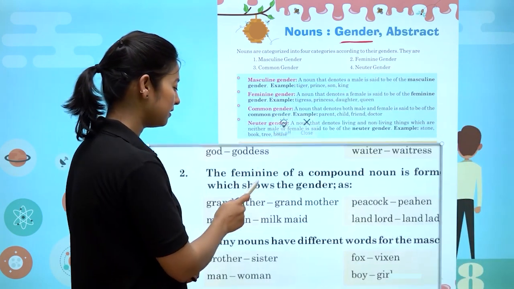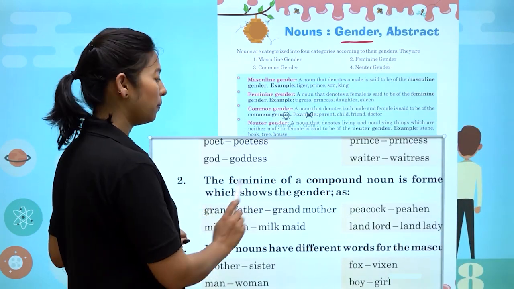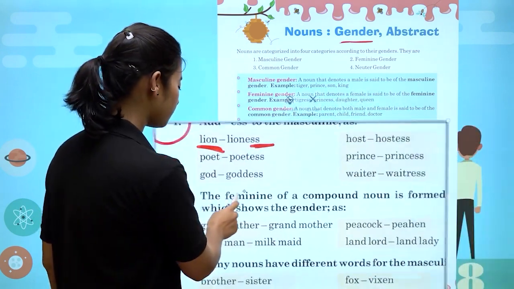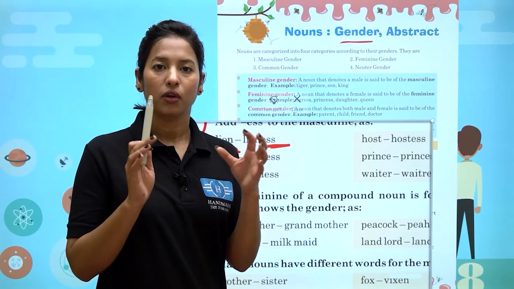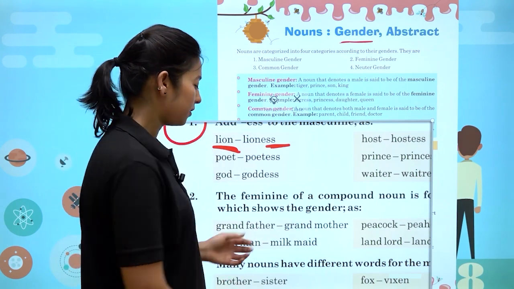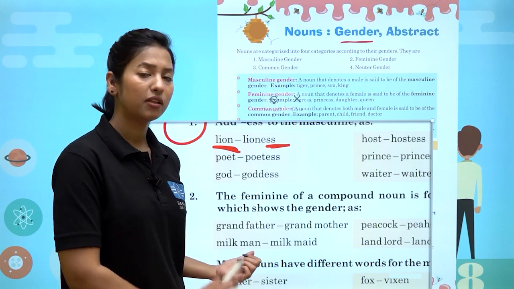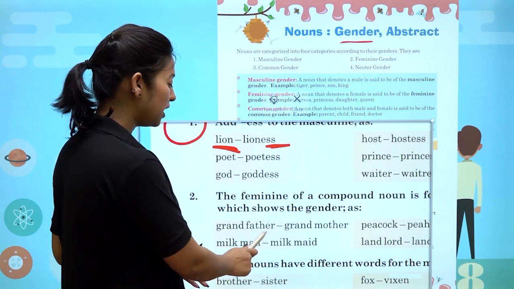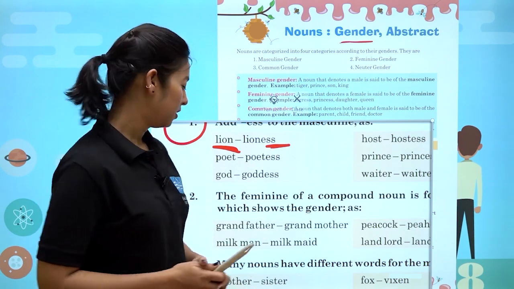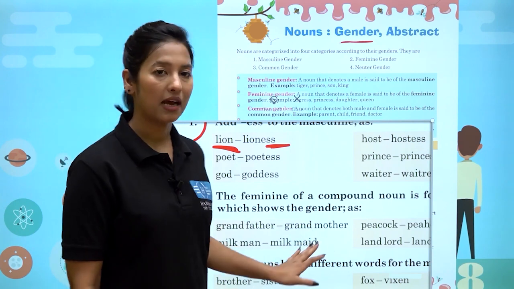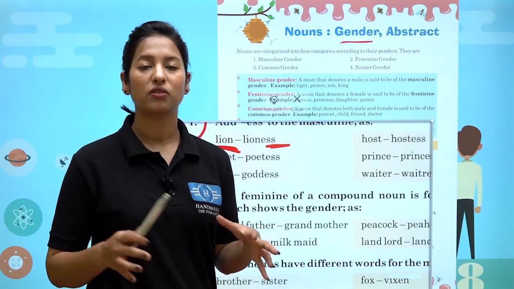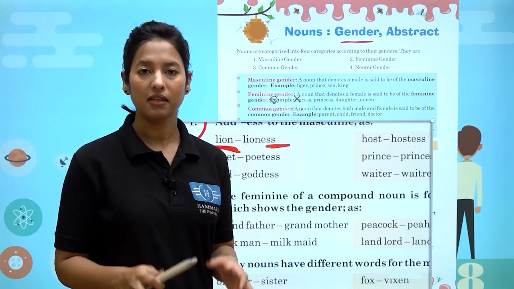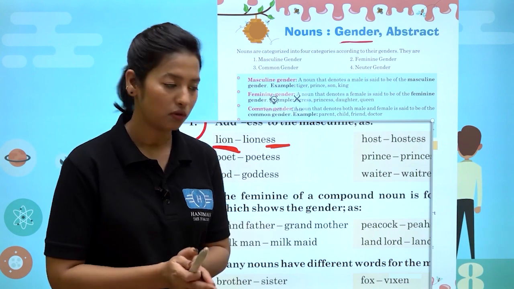Similarly, we have the second method, which says the feminine of a compound noun is formed by changing that part which shows the gender. For example, grandfather. Here, grand is the word, but father shows the gender, which is masculine. So we will simply change this word into feminine gender. So grandfather will become grandmother. This is how we change the gender of a compound noun.